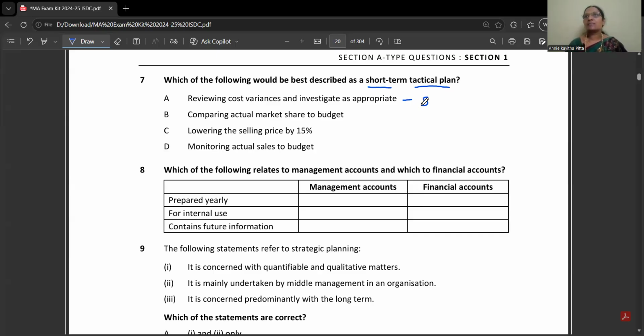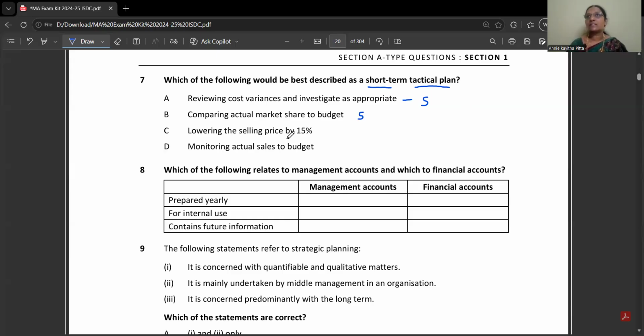Okay, strategic level looks into why there is a variance in the costs or revenue for that matter. Why is it that the actual data is different from the budgeted? So why is there a variance? This kind of investigation or evaluation is taken up at the strategic level. Okay, comparing actual market share to budget, this is also strategic level. Lowering the selling price.